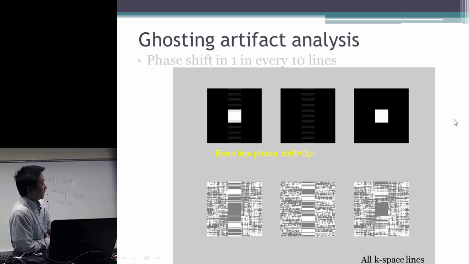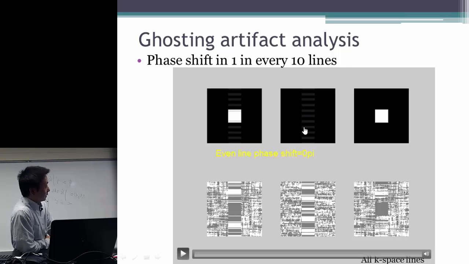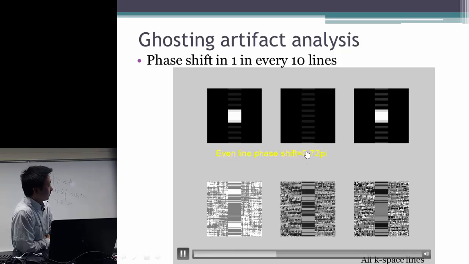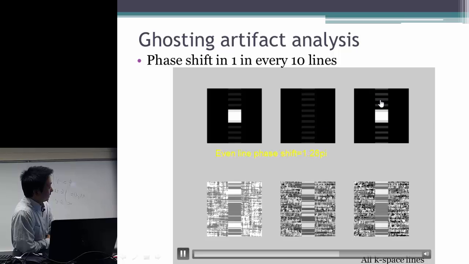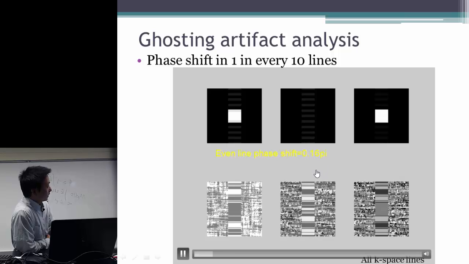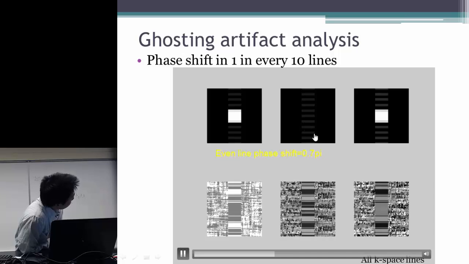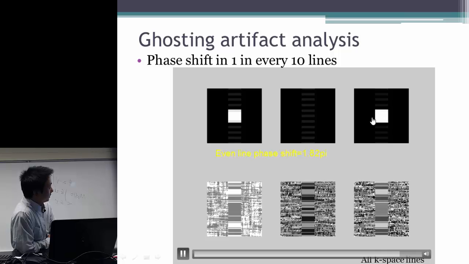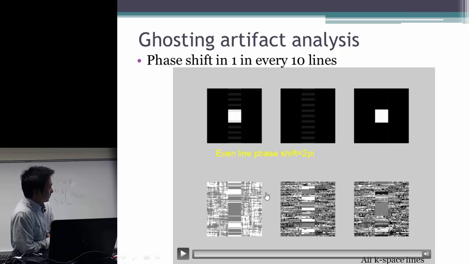So let's take a look at the other ones. Okay, so if we have a phase shift in 1 in every 10 lines, we can see this ghosting artifact now. Can you see this center part? Yeah, this is also a ghosting artifact just like this, but without the center part. And from the phase image, you can see that this ghosting artifact is very clearly shown here.